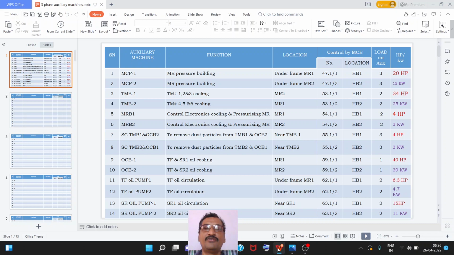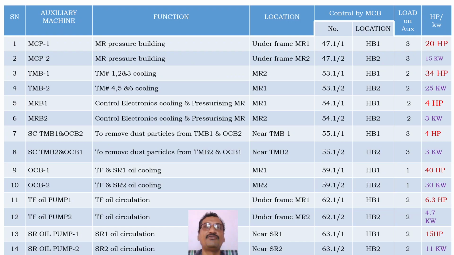Today, we are going to discuss the auxiliary machines used for different functions in a three-phase AC locomotive. There are 14 three-phase machines, and here we can discuss all their names and the function of each machine, where they are located, which MCB is controlling each machine, what is the location of that MCB, which BUR auxiliary converter supplies it, and what is the rating of each machine.